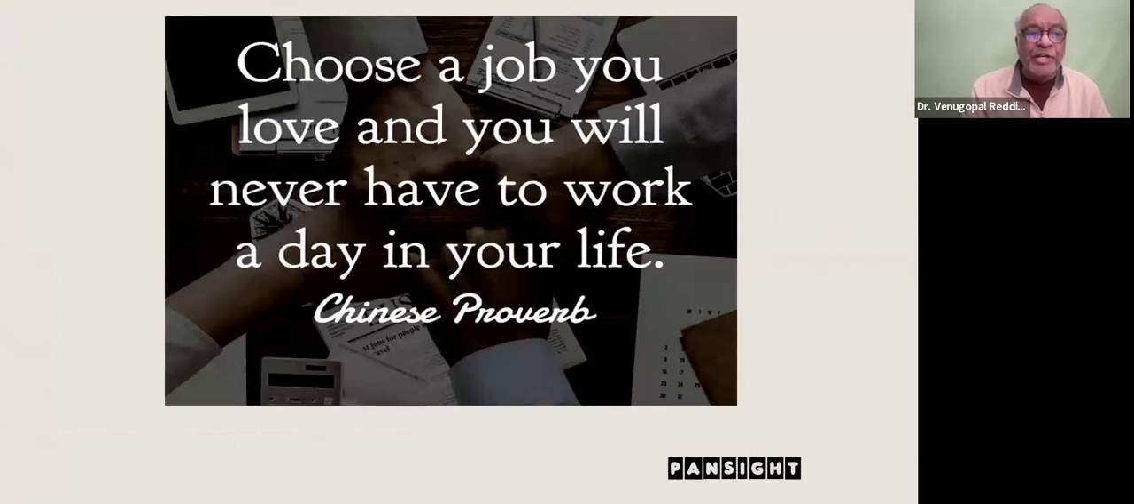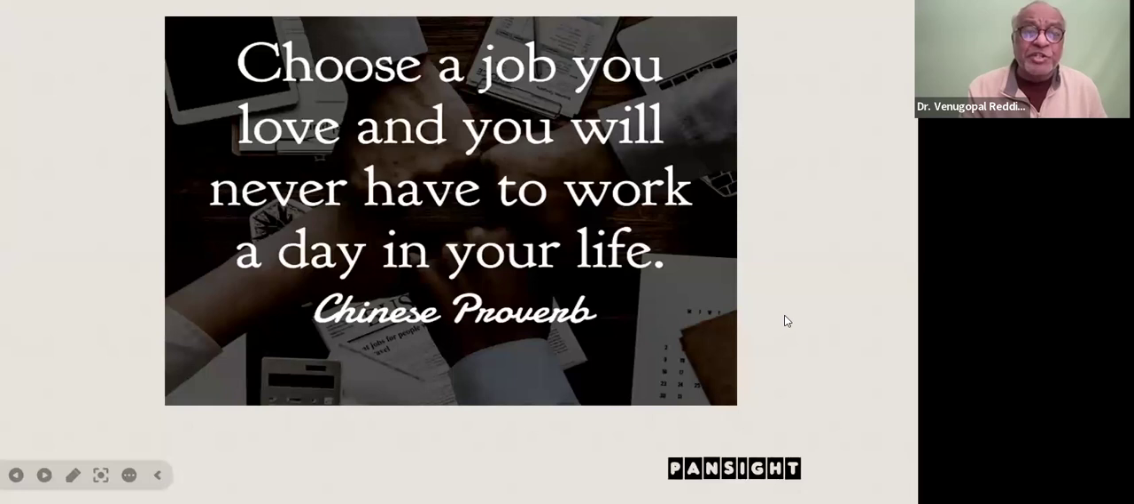Choose a job you love and you will never have to work a day in your life. Chinese proverb. Is it true? If it is true, is it insightful? If it is true, then put T in the chat box. Because inside every proverb, there is wisdom. Many people choose the wrong profession and they don't enjoy it. They go to work just for making money, for salary. They don't enjoy it, and because they don't enjoy it, they are not able to give good care, good service, anything.